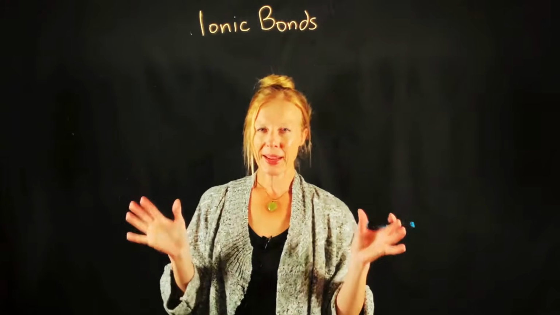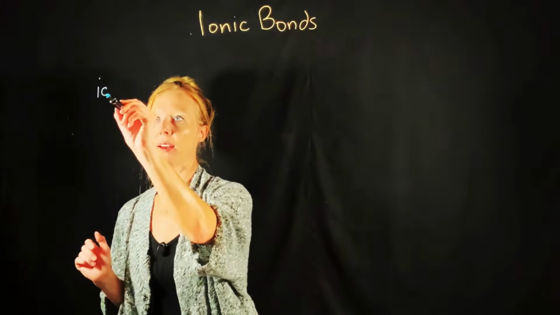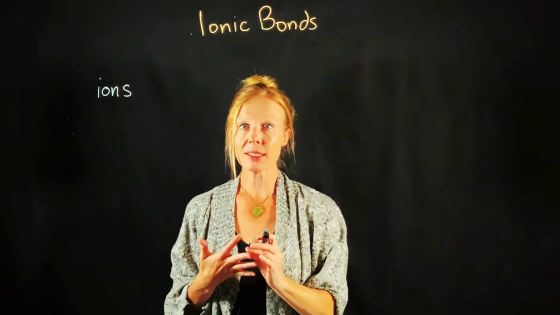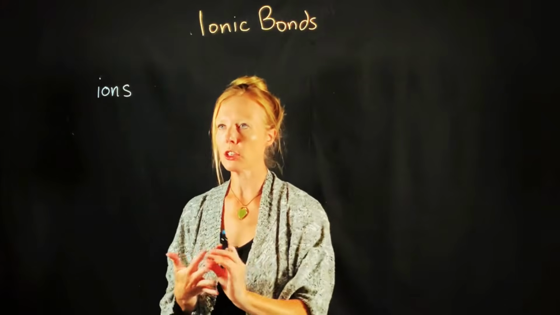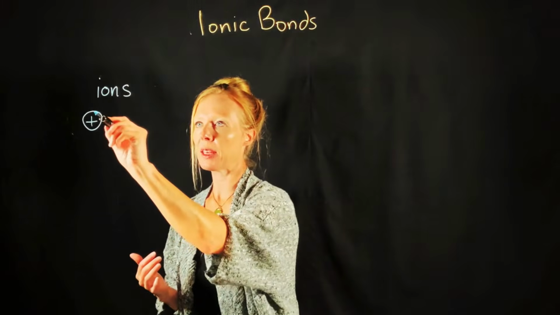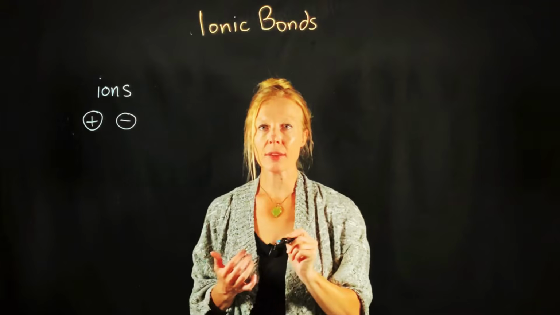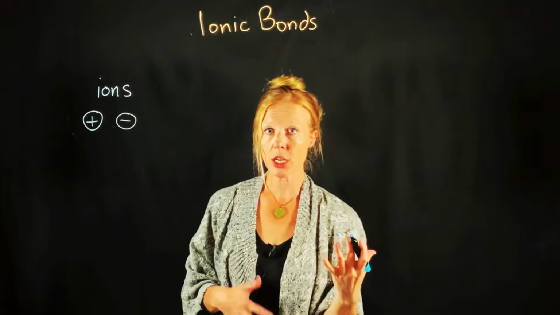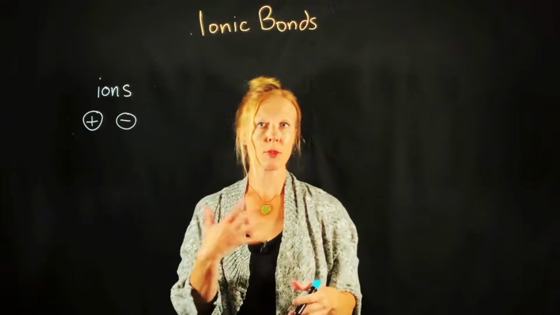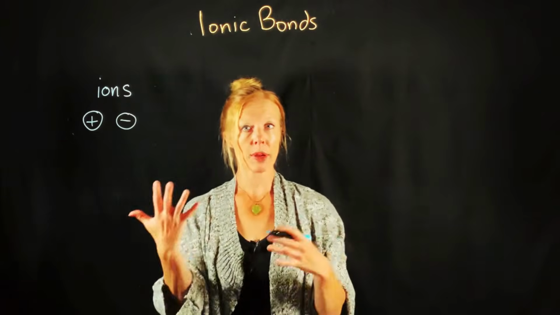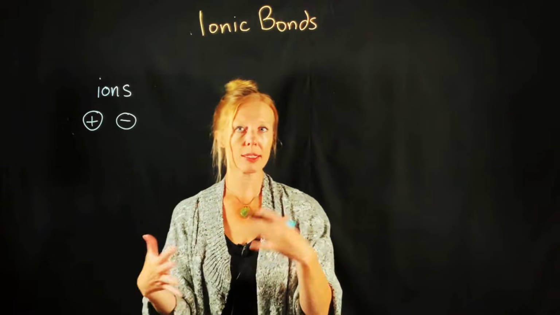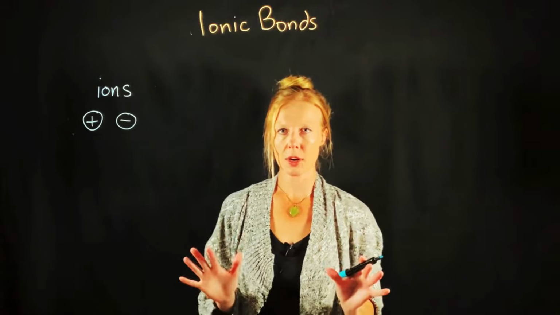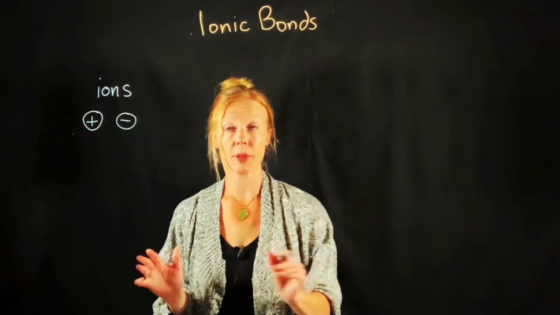Okay, so ionic bonds have to do with ions. Ions are simply atoms or molecules or parts of molecules that are charged. By charged, I mean they have a positive or a negative charge. And again, this has to do with electrons and protons. If we have more electrons than protons, we have a negative charge. If we have more protons than electrons, we're going to have a positive charge because protons are positively charged and electrons are negatively charged. And ions are critical for our body. They're critical for maintaining homeostasis.